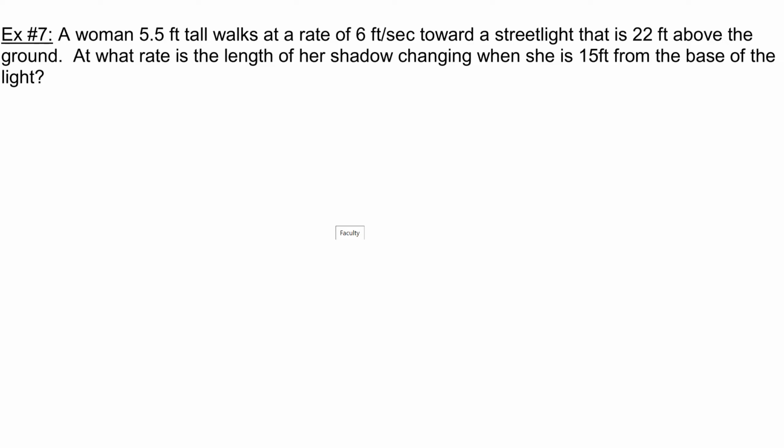All right. Example 7. This gets harder. We're finishing this today. Let's go. Hannah Fahuna is 5 foot 6 inches. Hannah Fahuna walks at a rate of 6 feet per second towards a street light that is 22 feet above ground. At what rate is the length of her shadow changing when she is 15 feet from the base?